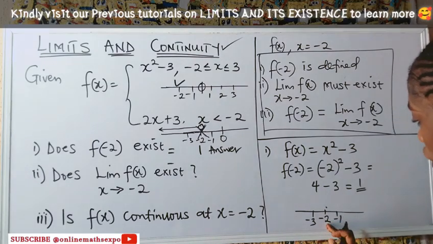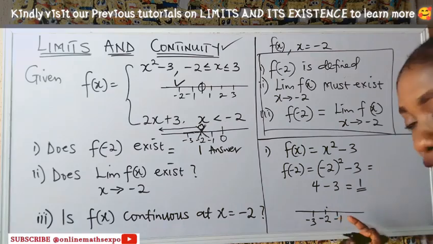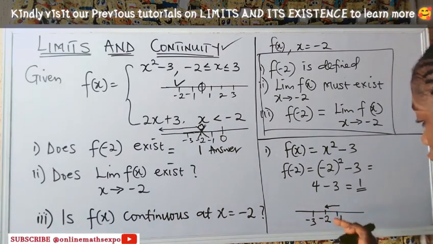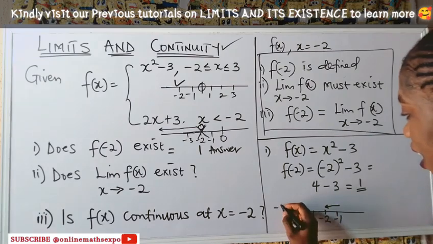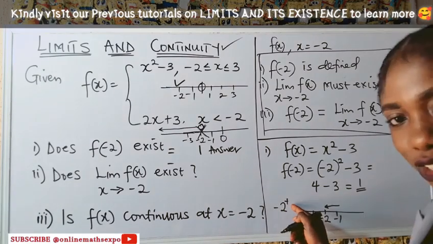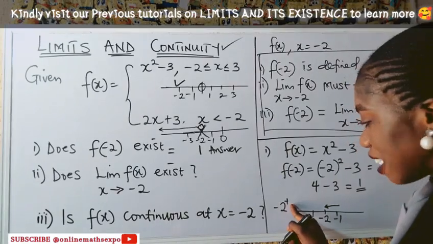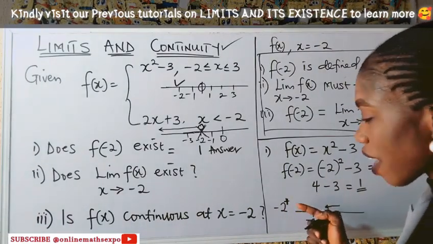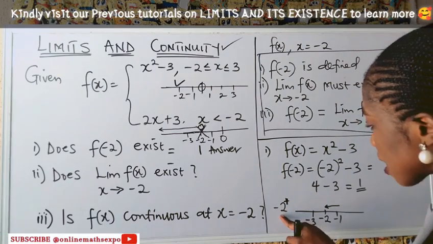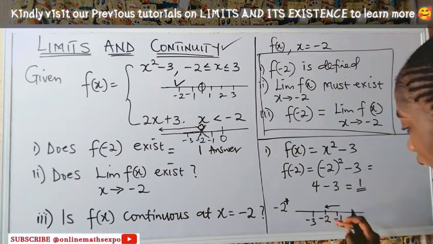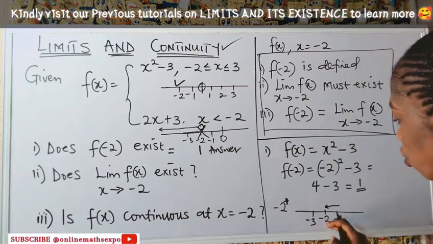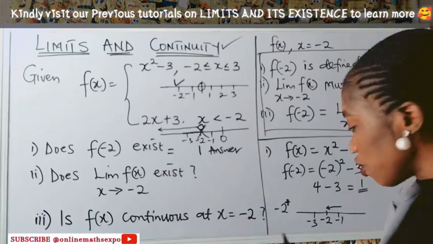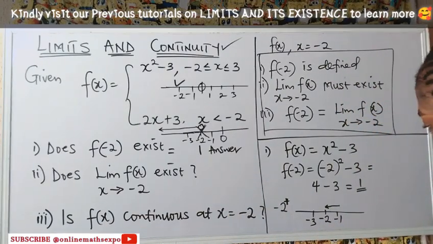Those numbers that are closer to negative 2 from the right side, that's what we mean. And if you want to represent that, we write negative 2 with a positive sign on top. It does not mean we are adding, no. This means that we are looking at those values of x that are closer to negative 2 from the right side. And they are like negative 2.01, just tiny numbers that are closer to negative 2. I hope you got that.